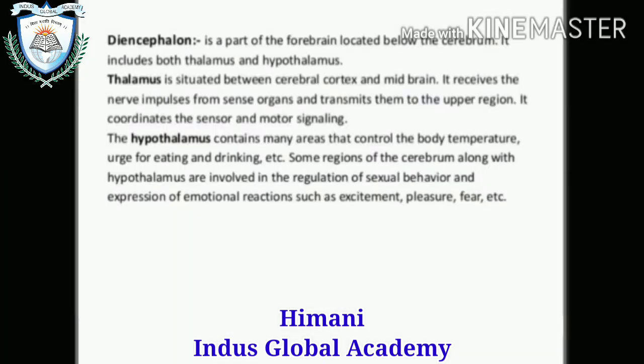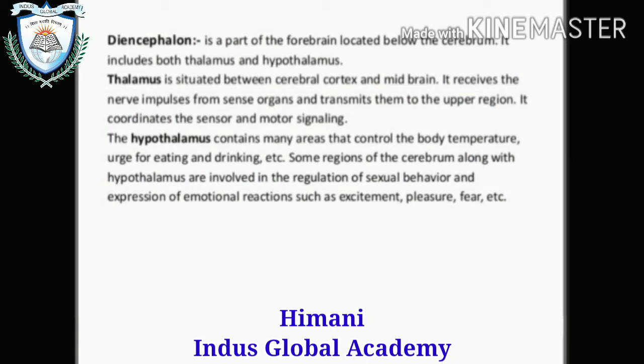After that, the diencephalon, which is also a part of the forebrain, is located below the cerebrum. It includes both the thalamus and hypothalamus. Now first is the thalamus.